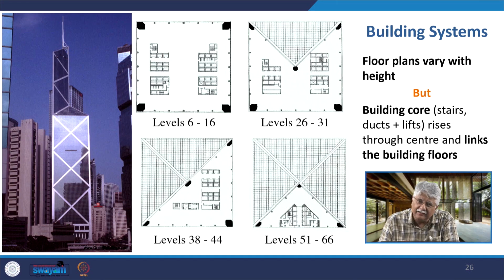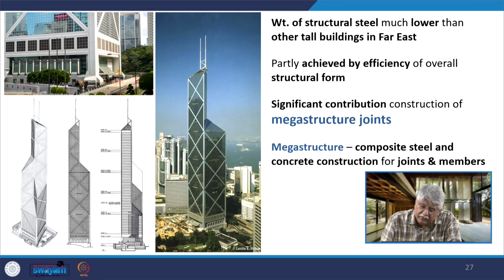So what is the building system? The floor plans vary with height, but the building core, the stairs, the ducts, the lift, they rise through the center and link all the building floors. So even though the shape of the floors at different levels is different, the core continues to remain static and provide that connection through and through the building. The weight of the structural steel is much lower than other tall buildings that were built in the Far East during this time. This was partly achieved by the efficiency of the overall structural form.